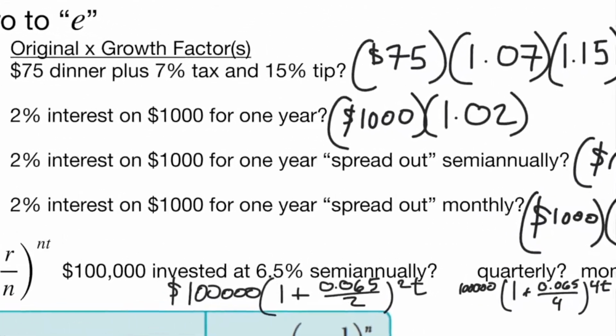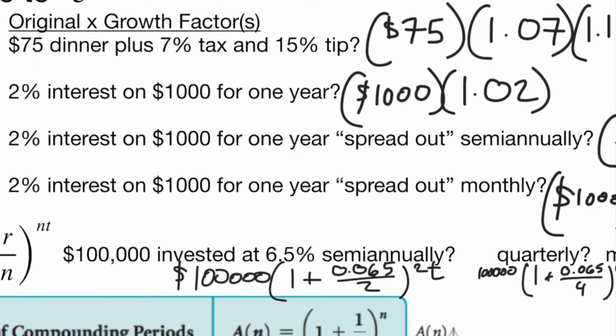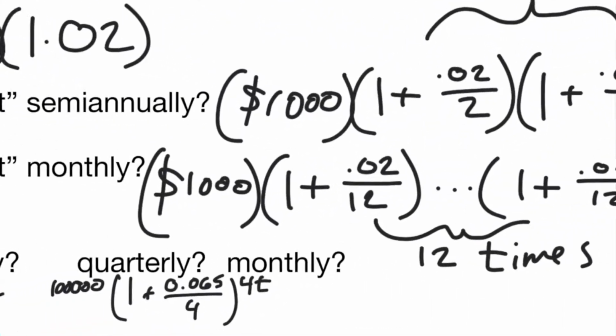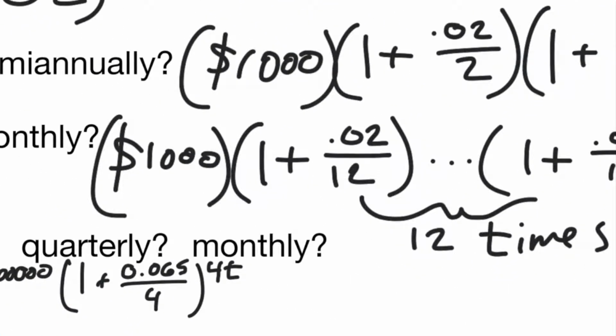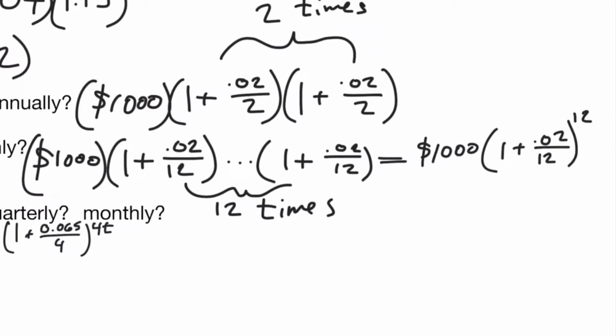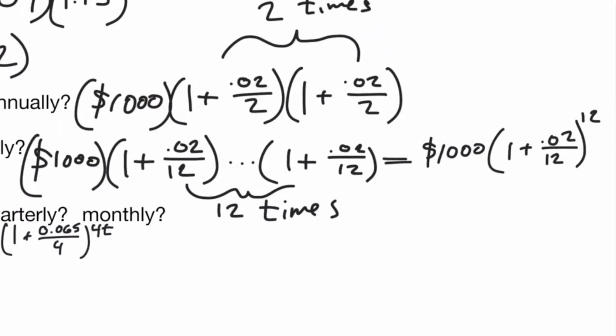What if you do the same thing except spread out monthly? 2% interest for 1 year, spread out monthly. You would have your original, and then every month you would multiply it by a very small growth factor. It would be 1 plus 0.02 divided by 12. But you would get it 12 times. So in the end, you're actually getting more money than you would if you only spread it out twice or just got it once at the end of the year. Basically, an easy way to write that would be $1,000 times 1 plus 0.02 over 12 to the 12th.